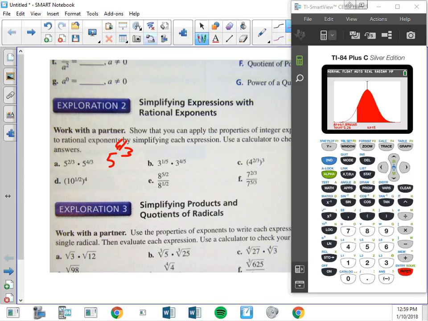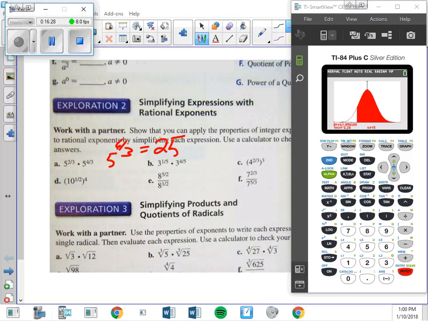6/3 is 2. 5 squared is 25. Okay. Look at B. 3 to the 1/5 times 3 to the 4/5. The bases are the same, so I add the exponents. What is 1/5 plus 4/5? 5/5, which is 1. So it's going to be 3 to the 5/5, which is 3 to the first, which is 3. So the answer to B is just 3.